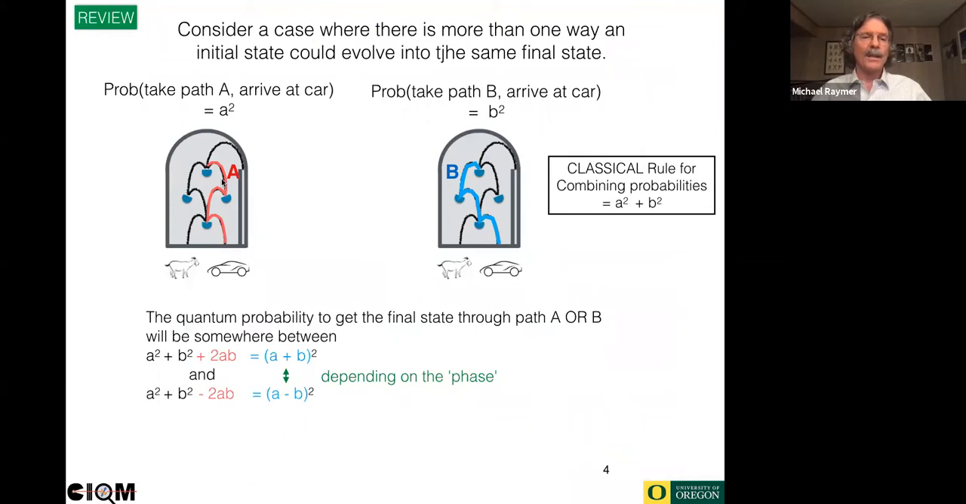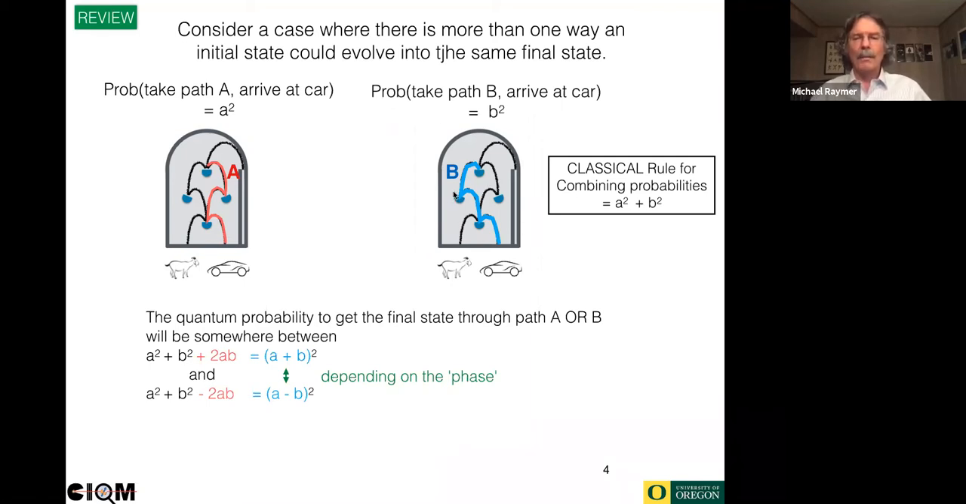So here shows these different possibilities. Two ways to get to the car. You could go to the right and then go to the right, which I call path A, or it could go to the left and then to the right, which I call path B. If this occurred by itself, you would just have probability A squared to get to the car, where A is the projection of the final state arrow onto the measurement axis, which would correspond to the car axis. The perpendicular axis would correspond to the goat axis in a grid diagram.